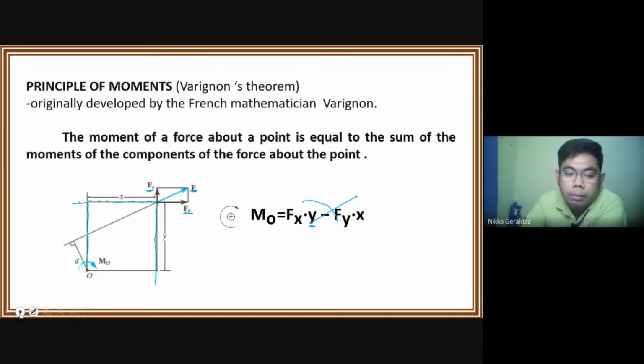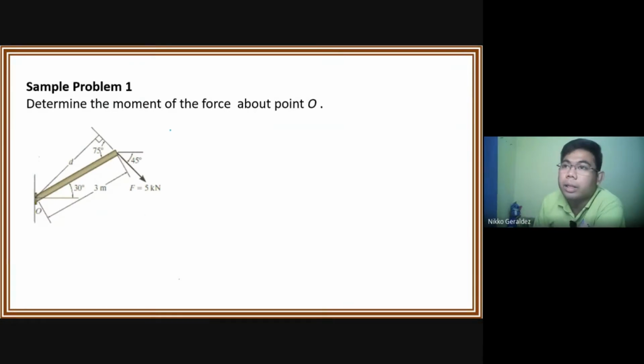Apply natin sa example. Di ba na-solve na natin to kanina? That is sample problem number 3. Ano sagot natin doon? So the moment at point O is 14.489 kilonewton-meters. Then, sinasolve natin yung perpendicular distance. Gamitin natin si principle of moments. I-resolve natin yung 5 kilonewton into x and y components.